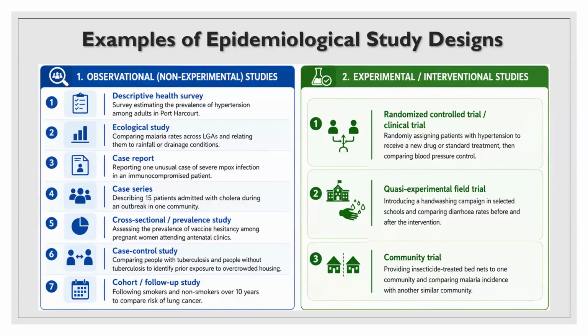All right. So sometimes you can do a community trial. You can provide insecticide-treated bed nets to one community, and in another community, you don't provide anything. You let them continue to use what they are using. And you come back after 6 months to measure the incidence of malaria, since it's over time, not prevalence now. Okay?